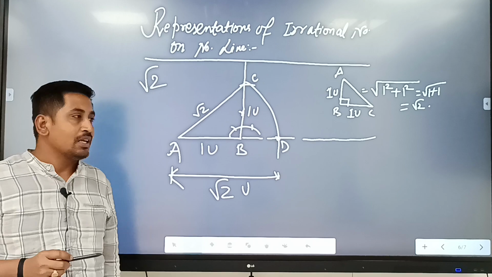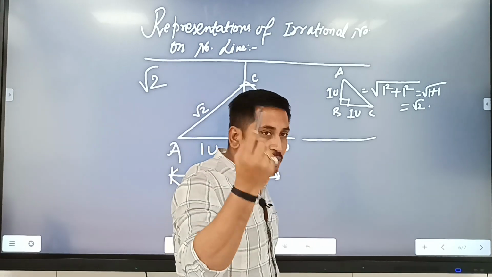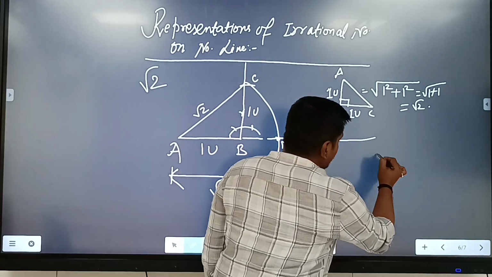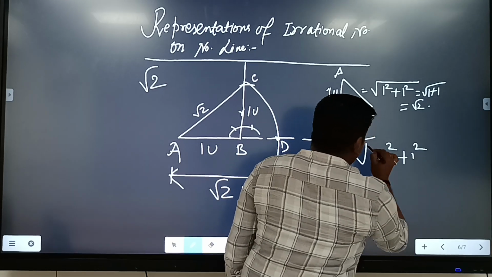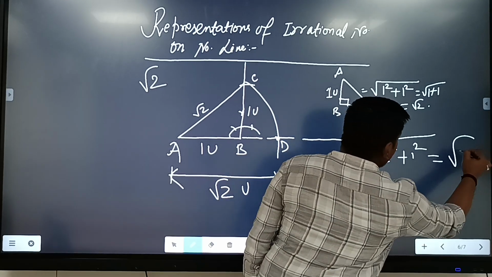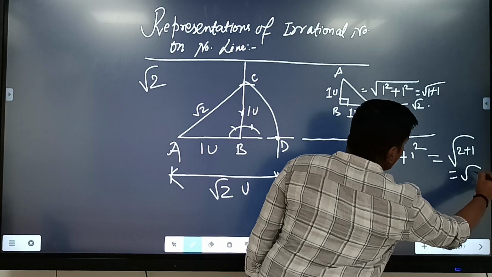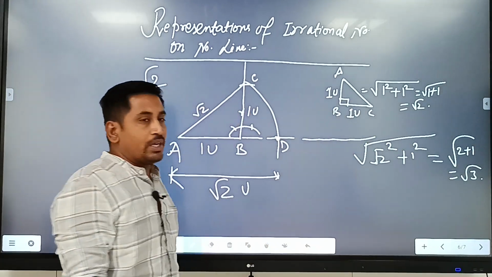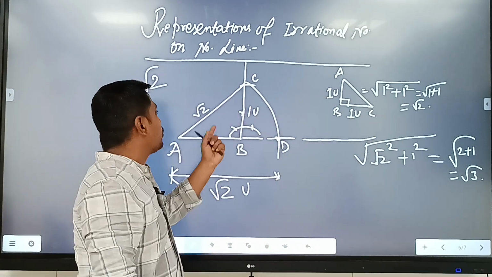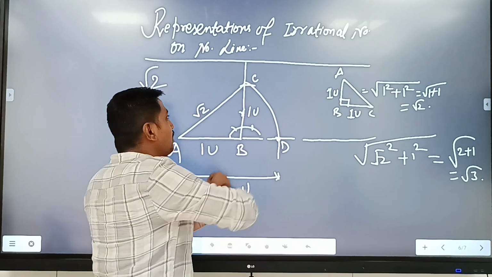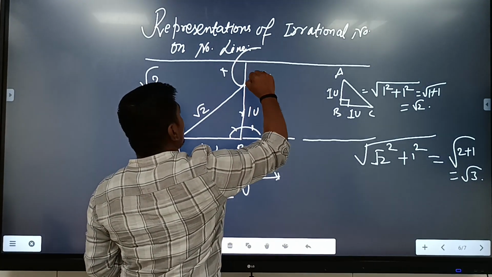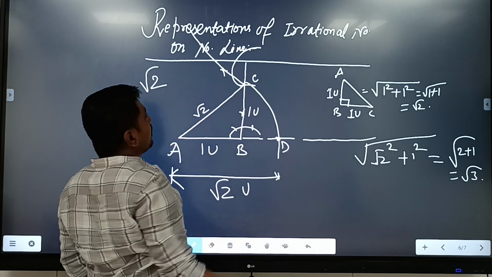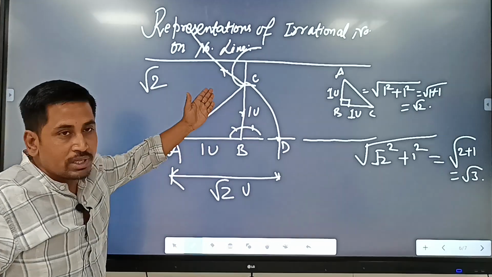If I ask you to represent root 3 on the number line, how will you represent it? So how do we get root 3? First think upon this. Root 3 is equal to root under 2 square plus 1 square, that is 2 plus 1, which gives you root 3. So in order to draw root 3, you have to make root 2 first, and on root 2 just make a right angle over here. We have made the right angle over here.